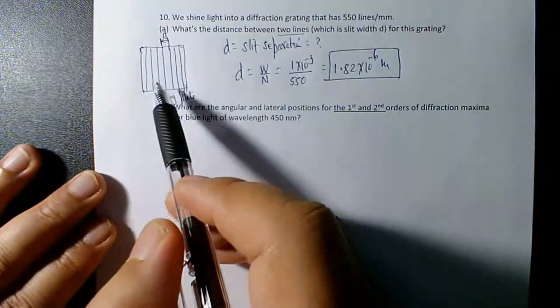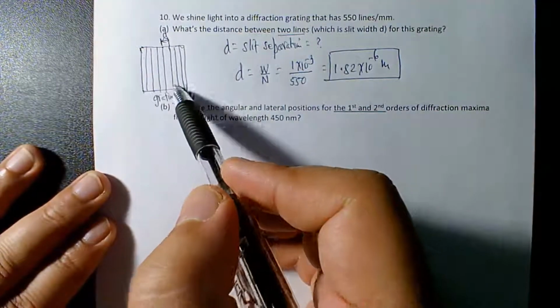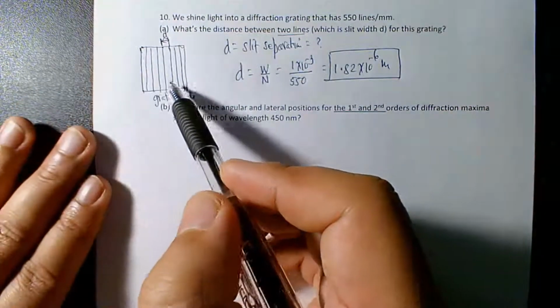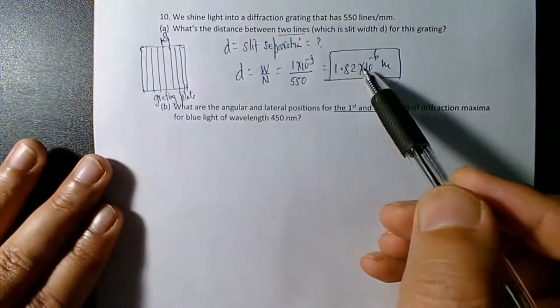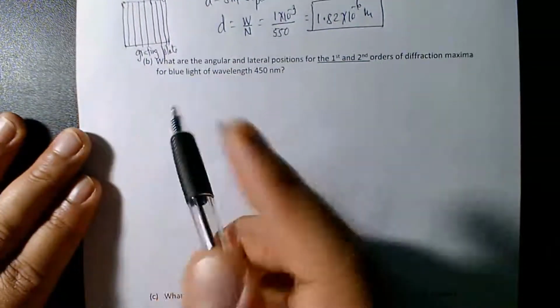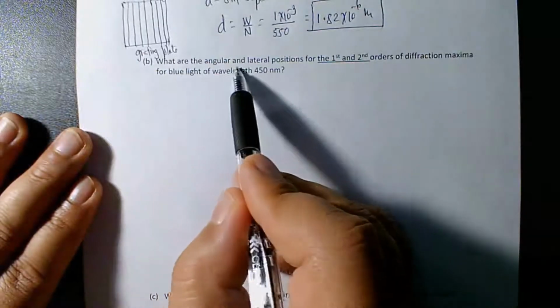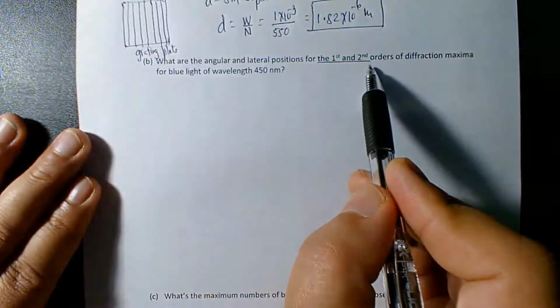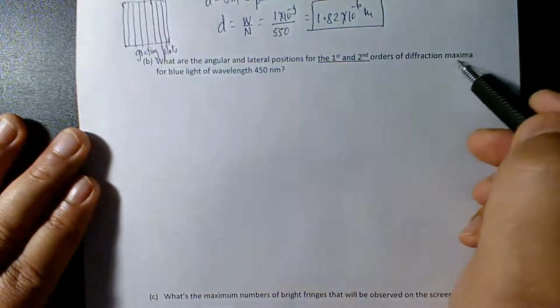So you have microscopic lines, right? The lines in this diffraction grating you cannot see, because it's in the micrometer range. So that's the first question. The second question is, what are the angular and lateral positions of the first and second orders of diffraction maxima for blue light?